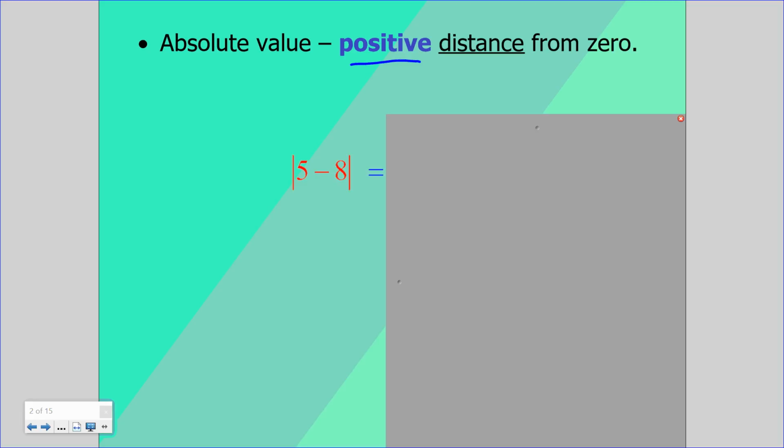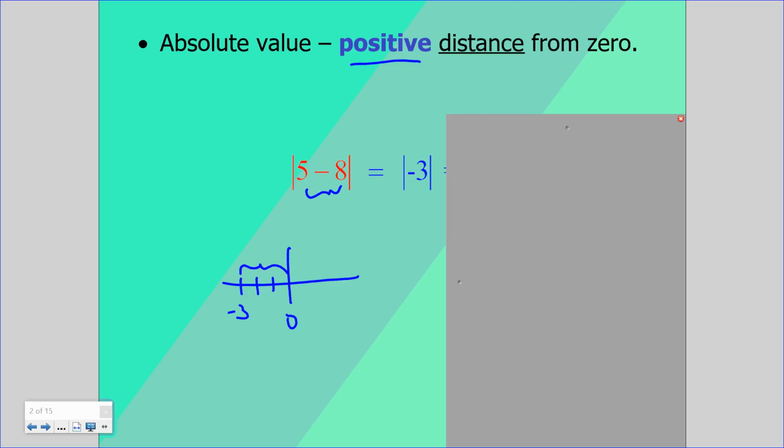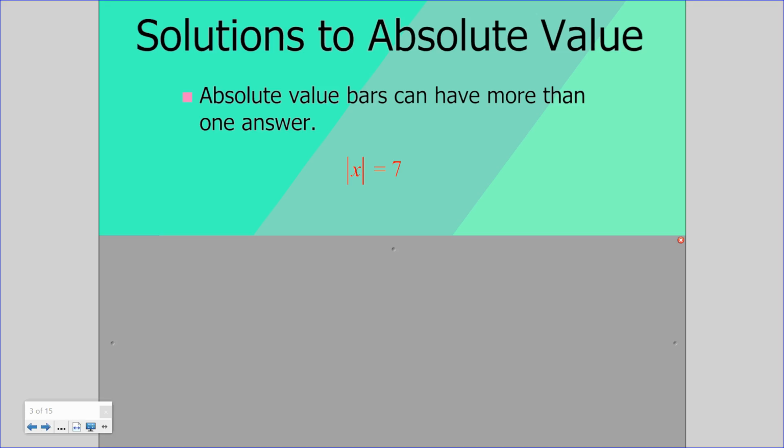So for example, if we were looking for the absolute value of 5 minus 8, we would first simplify what's inside the absolute value bars, which is negative 3. But if you think about the number line, negative 3 is right here, and that distance is never measured negatively. The distance is 3 spaces. So the absolute value of negative 3 is a positive 3, a distance of 3.